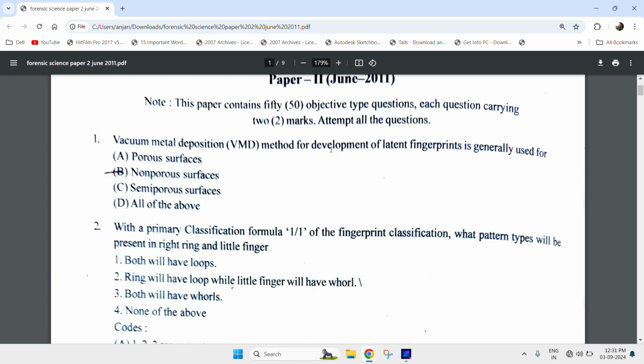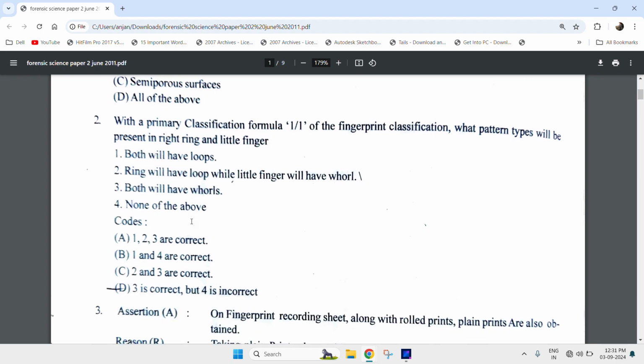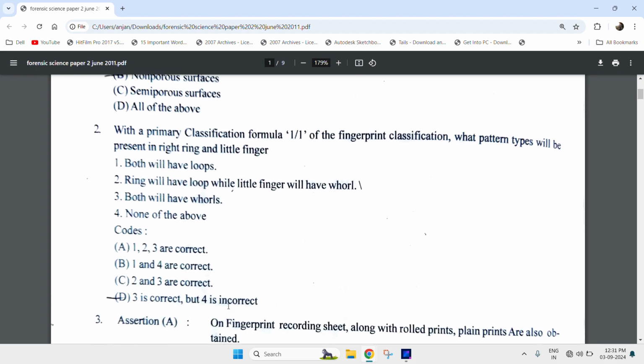for development of latent fingerprints, generally used for nonporous surfaces. With a primary classification formula, one by one of the fingerprint classification. What pattern type will be present in the right ring and little finger? 3 is correct but 4 is incorrect. Both will have whorls.